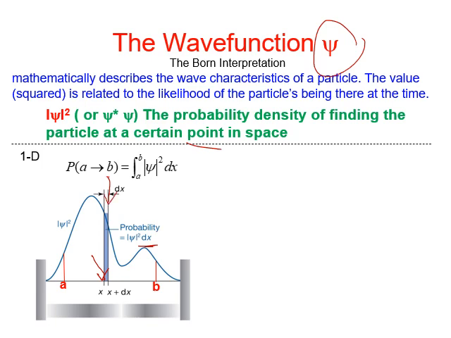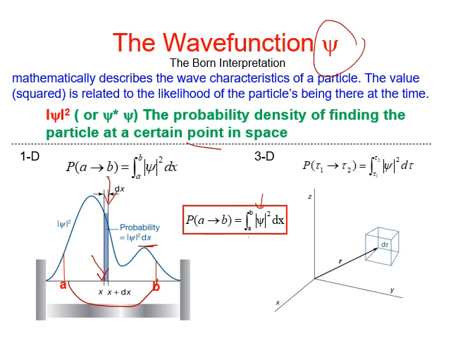Now if you want to measure the probability in a measurable range from A to B, then you need to integrate the square of the wave function, integrating x from A to B. Now if it's 3 dimensions, then you still square it.